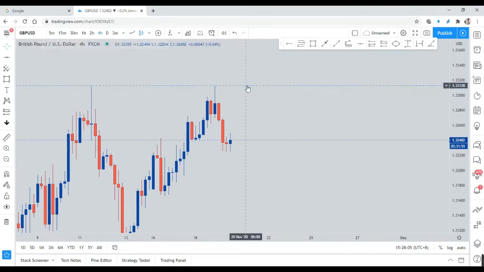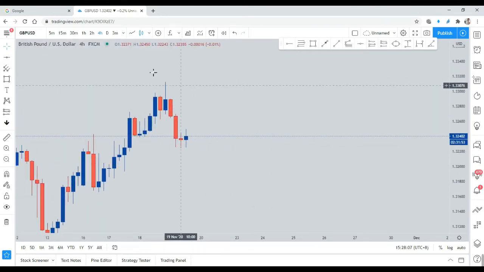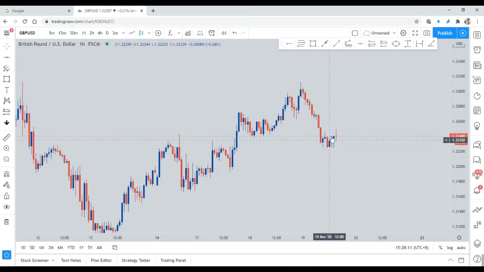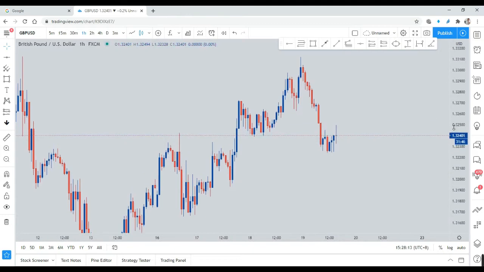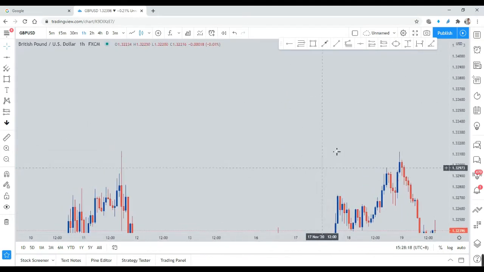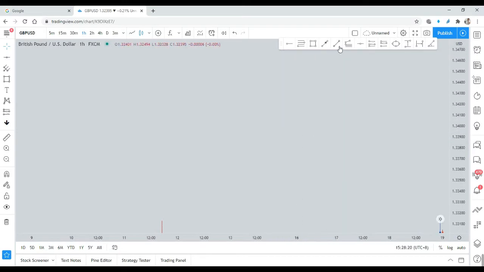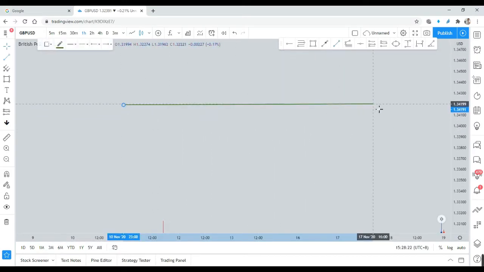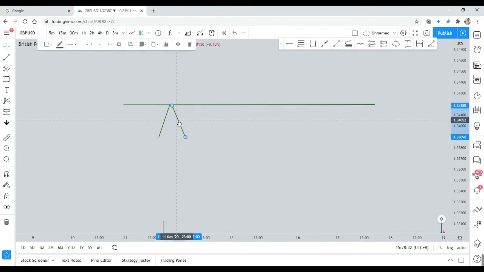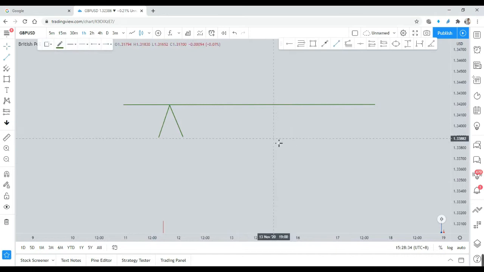I can tell you, through my experience, this is not a QML. This is not a QML. This is a manipulation, which we call a diamond setup. If you guys do not know what a diamond setup is, let me draw it. A diamond setup is when this area is a QML. I don't want to know. Then there is a fake out. We all know what a fake out is. It means a retest, retest several times.